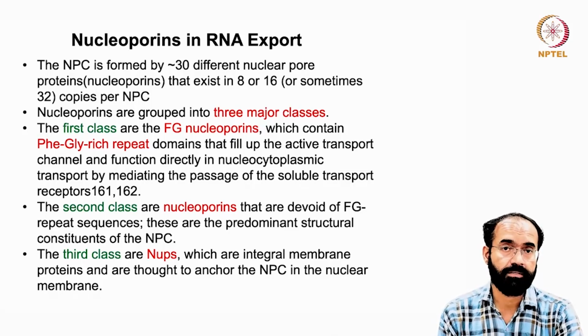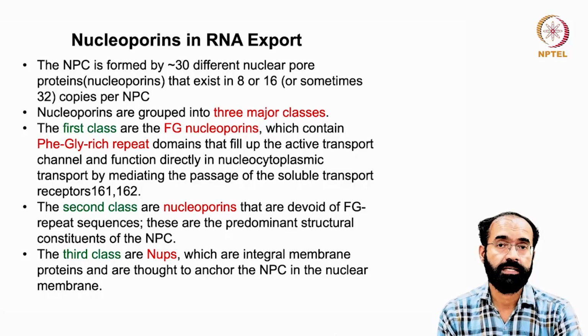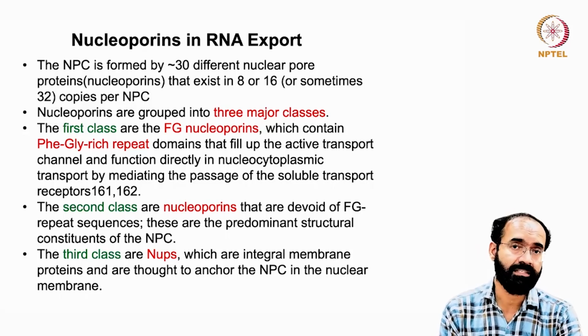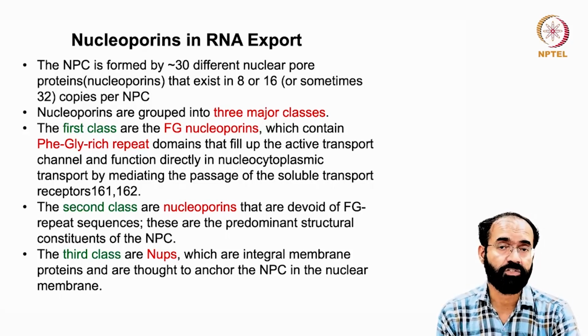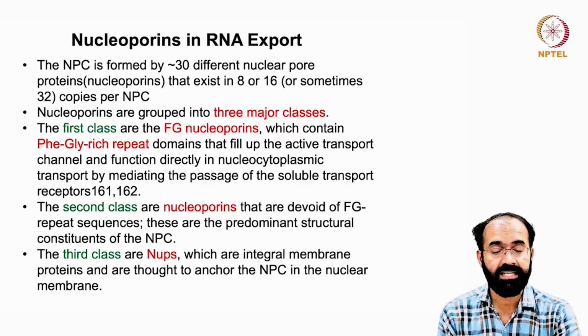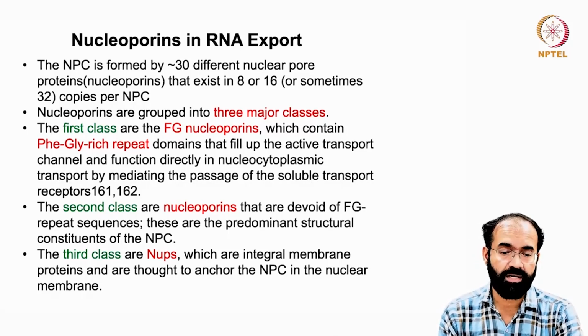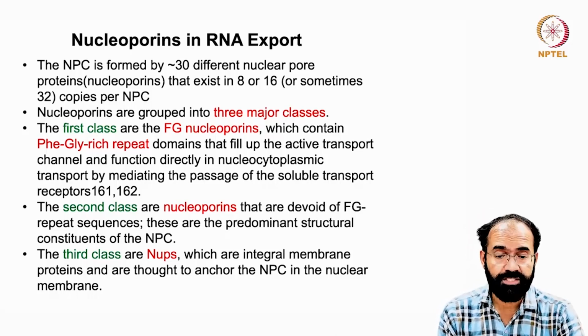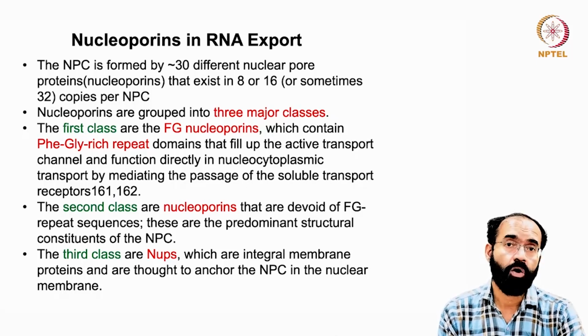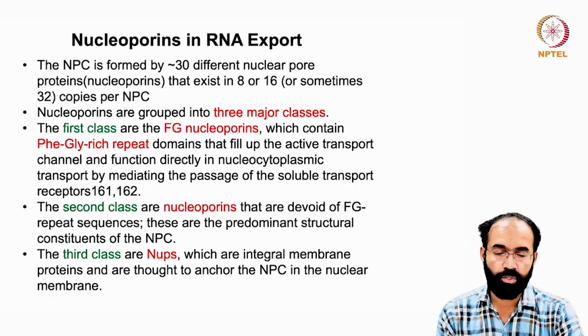They are acting like anchors or hooks, just like if you are hanging a fan from the ceiling, you need a metallic hook, and the hook has nothing to do with the functioning of the fan, except that the fan is in place hanging from the roof because of this hook. So something like that. This is the third class of protein. The first class are the FG nucleoporins, the second class are the nucleoporins that do not have the FG repeat, and the third class are the NUPs. They are basically holding the nuclear pore complex onto the nuclear membrane.